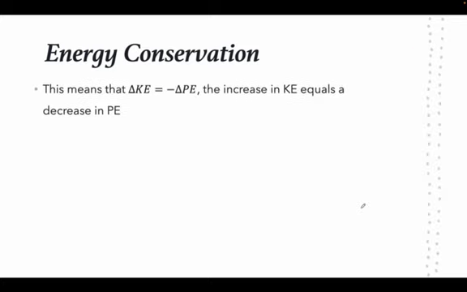Now, how can we express this in formula form? Well, as we saw from the previous diagram, as the object gained kinetic energy, it lost potential energy. So that would mean that the gain in kinetic energy, the change in kinetic energy, is equal to the negative of the change of potential energy. All right? Now, if we put this in a formula, then we would see that the change in kinetic energy plus the change in potential energy would equal zero.